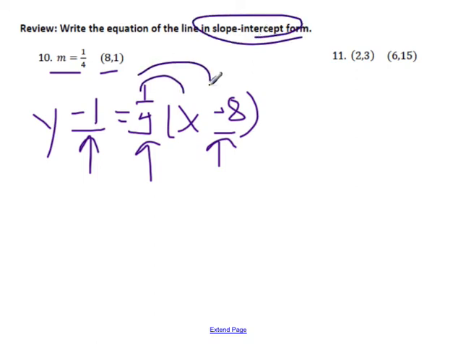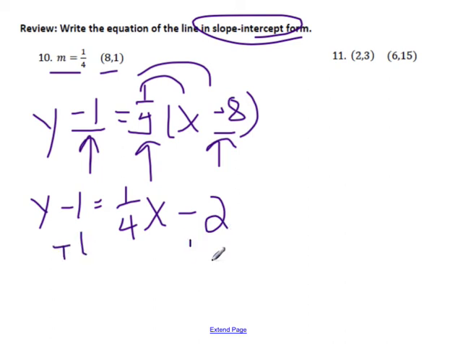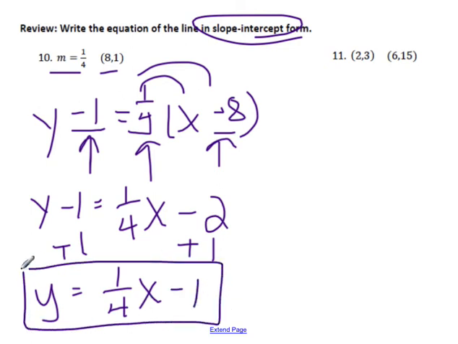So I'm going to take the 1/4 and distribute it in. So I have y minus 1. 1/4 times x is going to be 1/4 x. And then when I do 1/4 times a negative 8, that's really the same as negative 8 divided by 4. And negative 8 divided by 4 is a negative 2. Last but not least, to solve for y, I'm going to add 1 to both sides. y is equal to 1/4 x, and then negative 2 plus 1 is going to give me a negative 1. So that's my final answer for number 10.